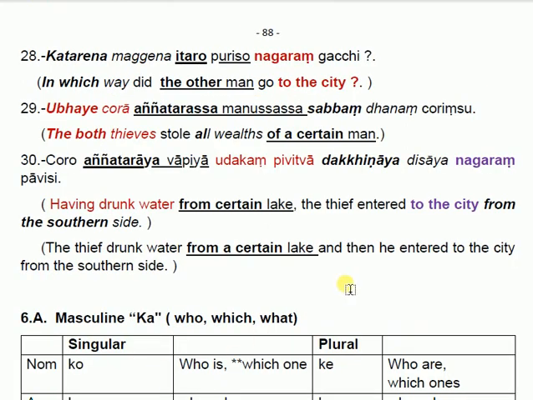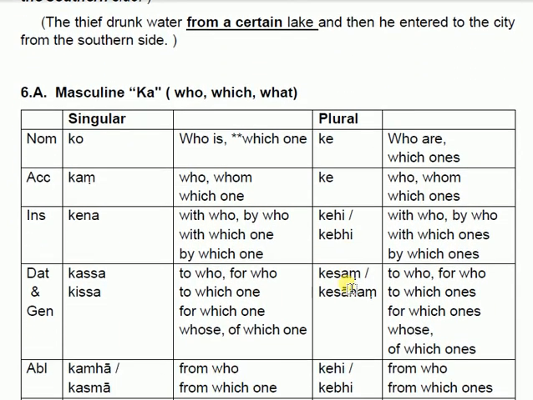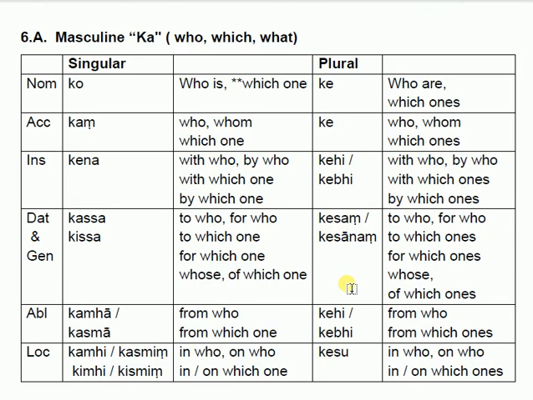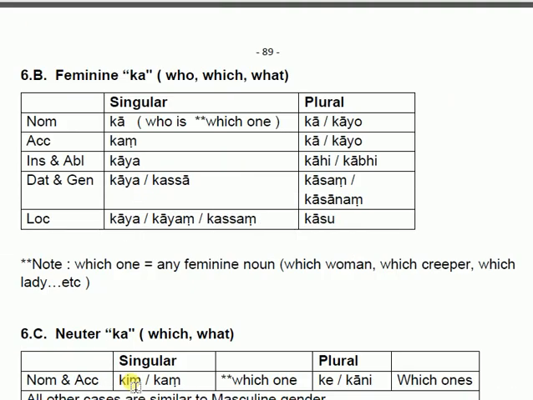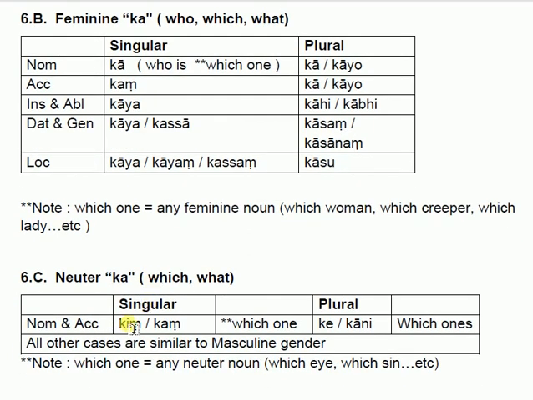In page number 88, you can see in sub number 6, masculine ka, who, which, what. Here ko, kang, kena, kassa, kissa, kamha, kasma, kimmi, kismi, kimhi. And for plural, for feminine gender ka, kang, kaya, kasa. And for neuter gender king, kang. Right. Okay, let's go to our page now.